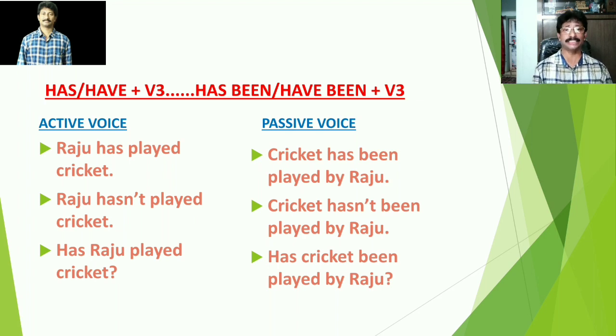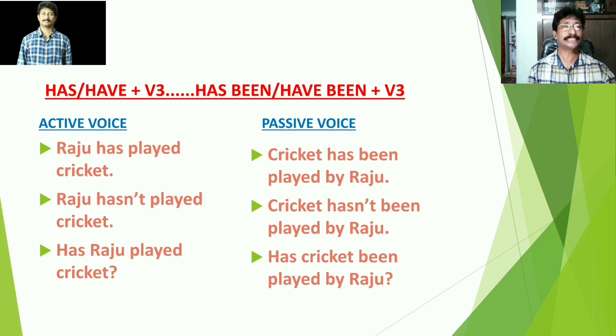Has remains the same. And then Raju is replaced by cricket here. And cricket is followed by the new word been, which is followed by the third form of the verb played, followed by the preposition by, and then Raju. So has cricket been played by Raju? This is all about this structure.